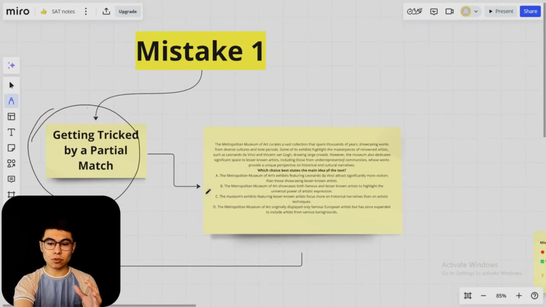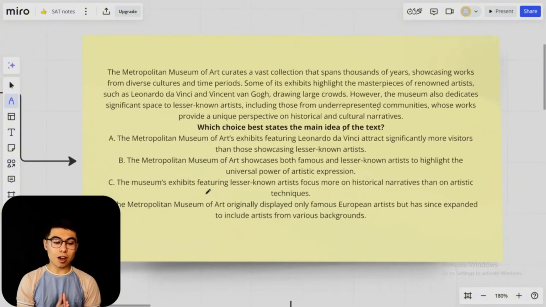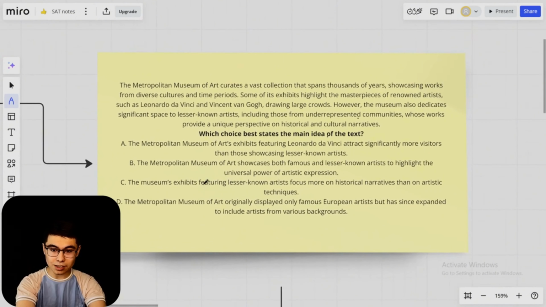In this case, I will give you an SAT question like this, and I will show you how the College Board is trying to set a trap. So in this question, let's read it. Which choice best states the main idea of the text? So it's asking about the main idea. Now let's read the text.